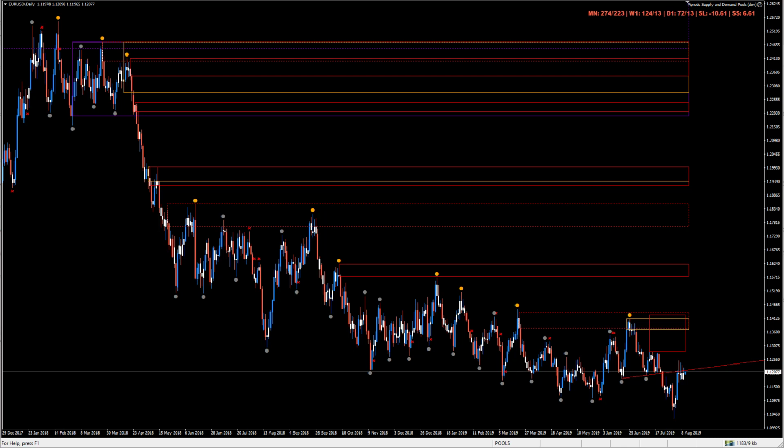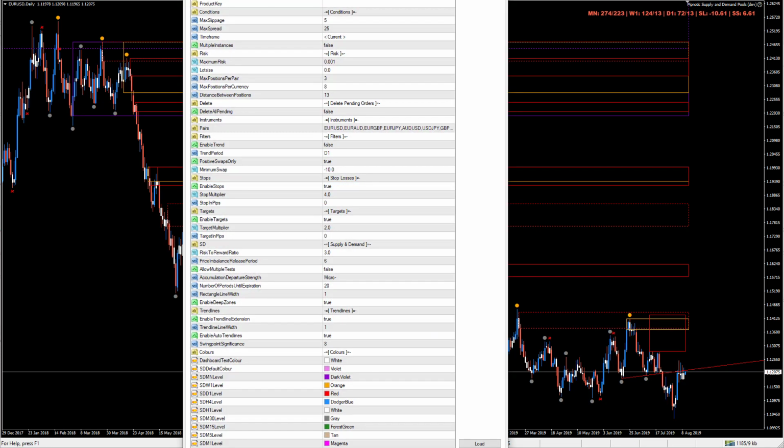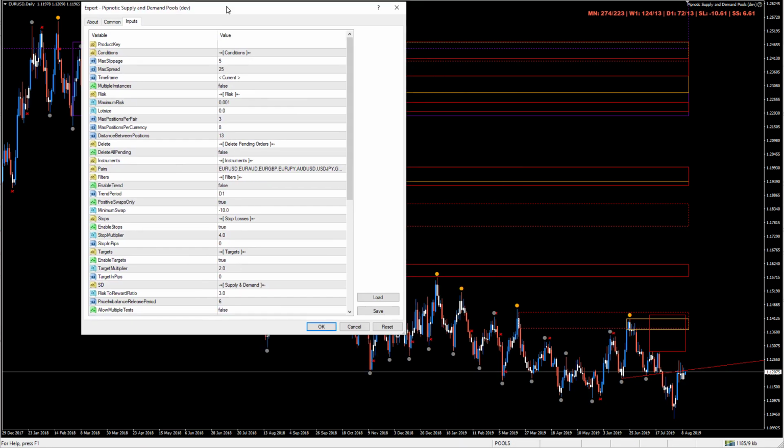Today we are going to have a look at the default pools configuration, and then we are going to have a look at some trades. So let's have a look at the default configuration of pools. I'm going to reset everything and explain the default settings.